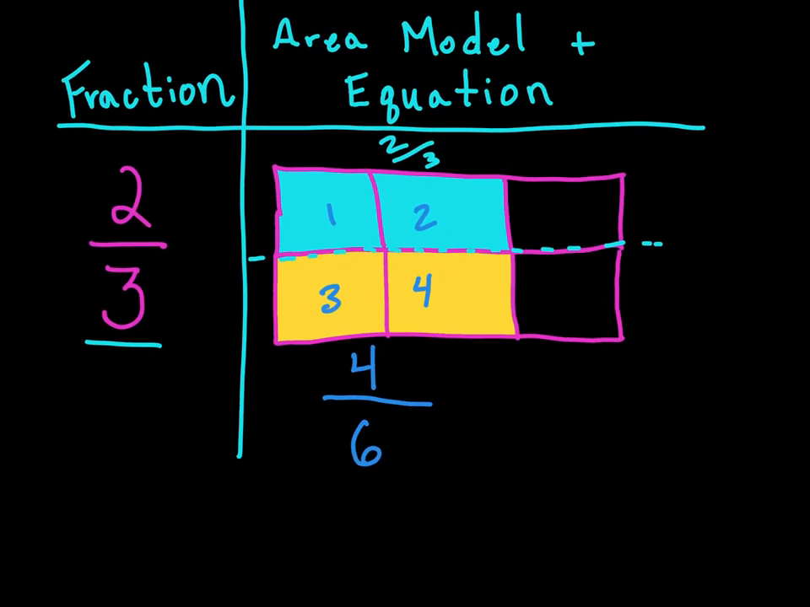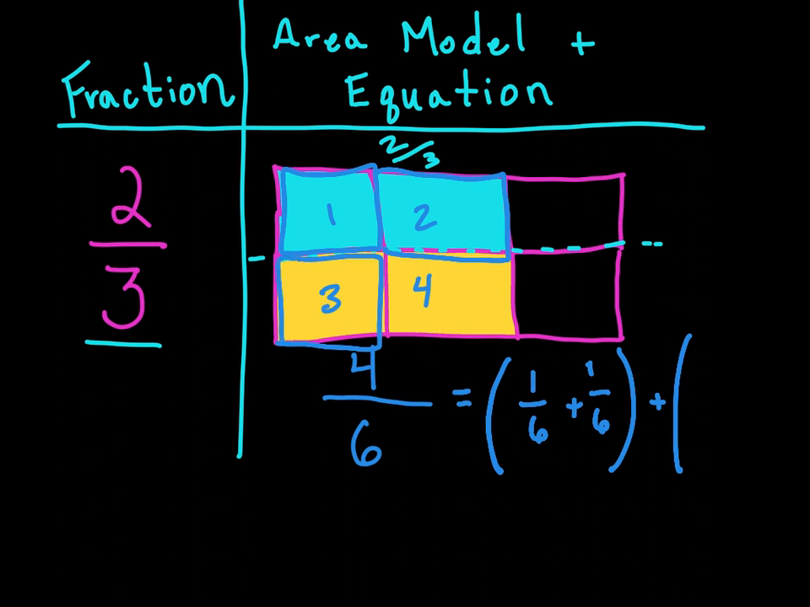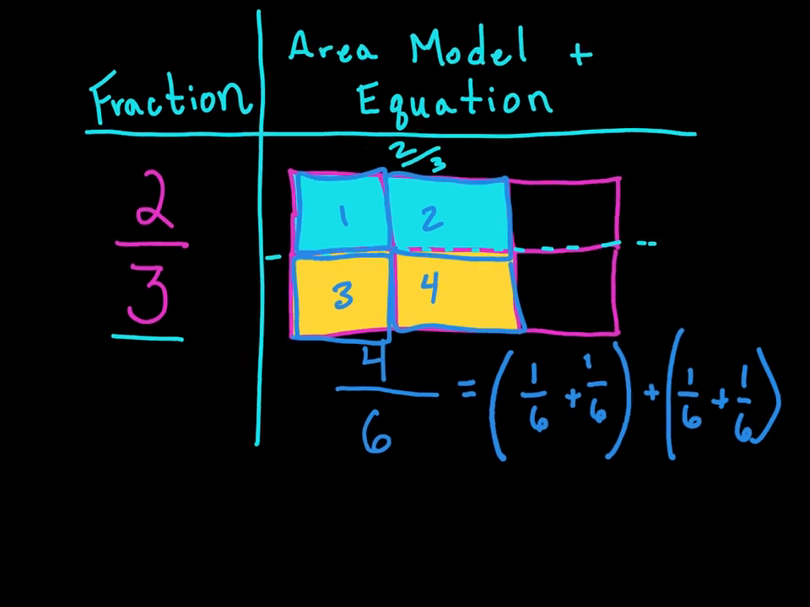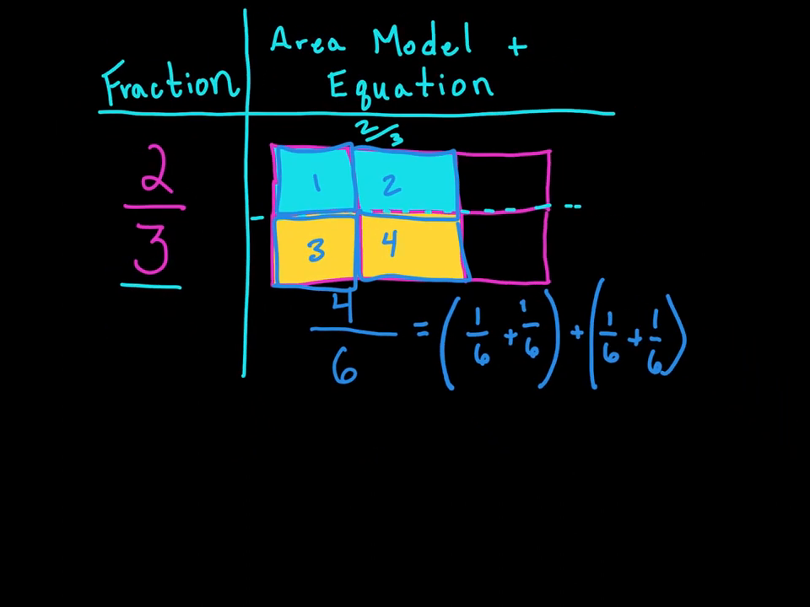So how can we show that? Well, let's break it up into parentheses. Right here we've got 1/6, and another one over here, 1/6. Give a parenthesis, plus another 1/6 right here, and then our last 1/6 right here. So 1/6 plus 1/6 plus another group of 1/6 plus 1/6 is 4/6. So therefore, 2/3 is equal to 4/6.